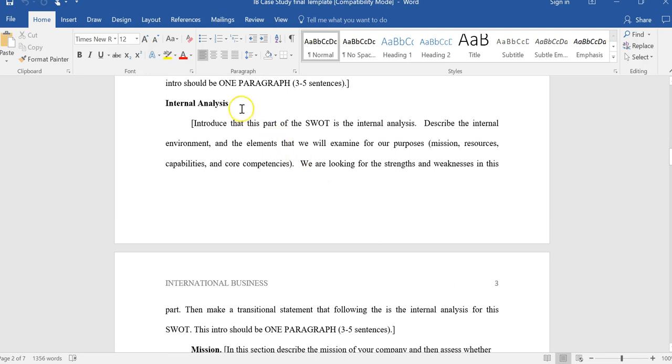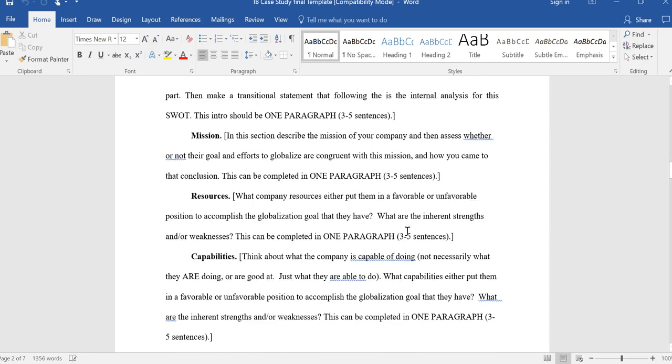You say the internal analysis are those things that identify strengths and weaknesses. And then you'll say, for our purposes, we're going to look at 4 things, and I've given you them here: mission, resources, capabilities, and core competencies. So you actually say that. This is the intro to the internal analysis. Internal analysis looks at things related to the company. It includes mission, resources, capabilities, and core competencies. Here is the internal analysis for ABC Corporation. Then you go into the mission.